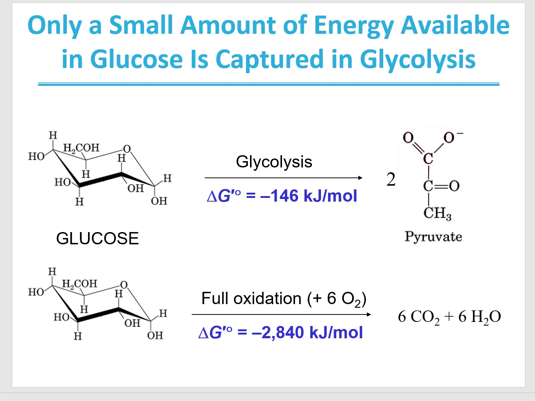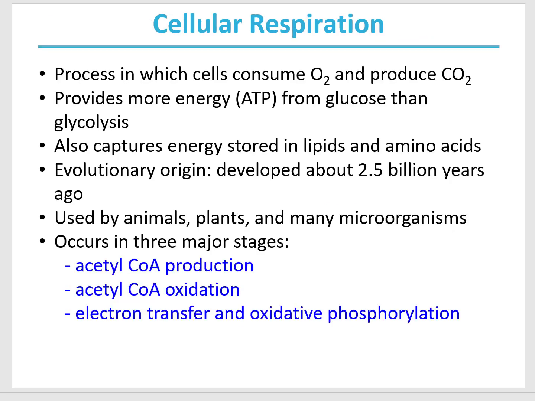For example, you saw that the net free energy change in glucose is about a negative 146 kilojoules per mole. However, when you completely oxidize a glucose molecule, you can generate up to a negative 2,840 kilojoules per mole of free energy. The majority of energy that is produced in the breakdown of glucose is generated by aerobic respiration.